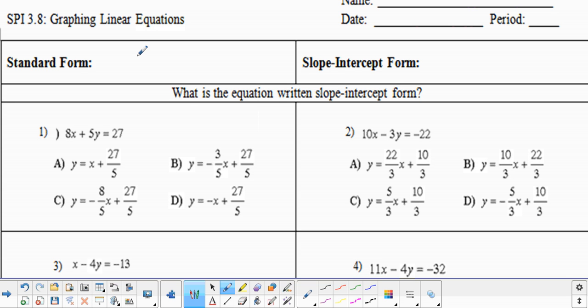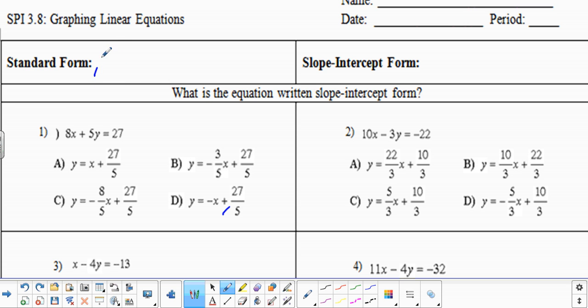All right. This is a quick video where we're going to look at graphing linear equations, SPI 3.8. So our initial quick review is to look at converting from standard form to slope-intercept form.